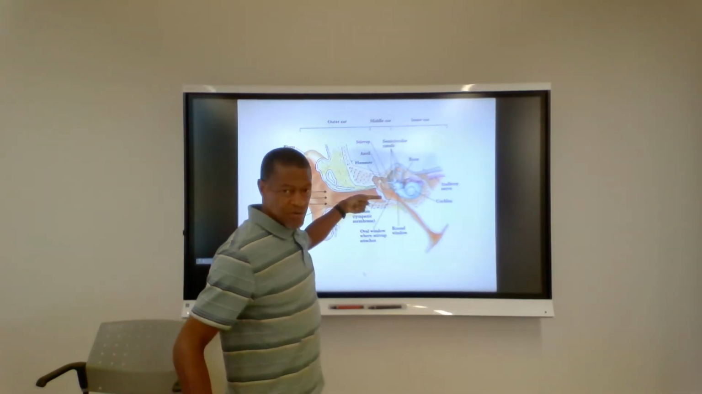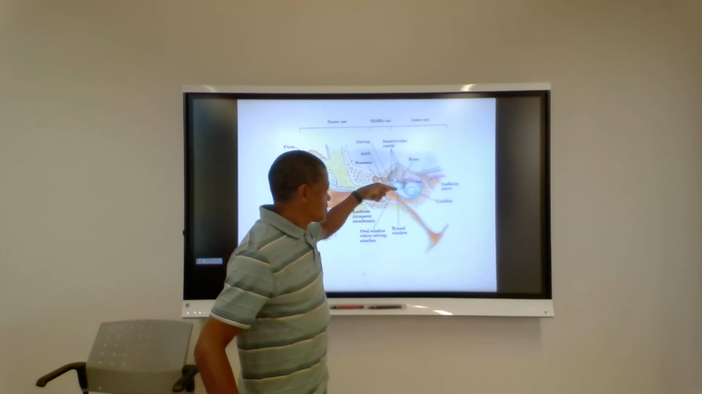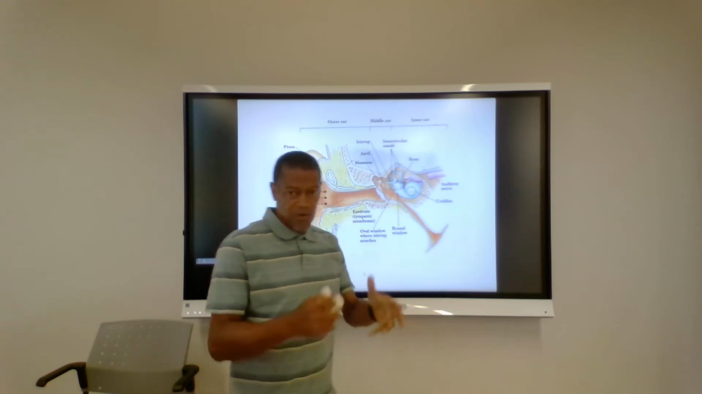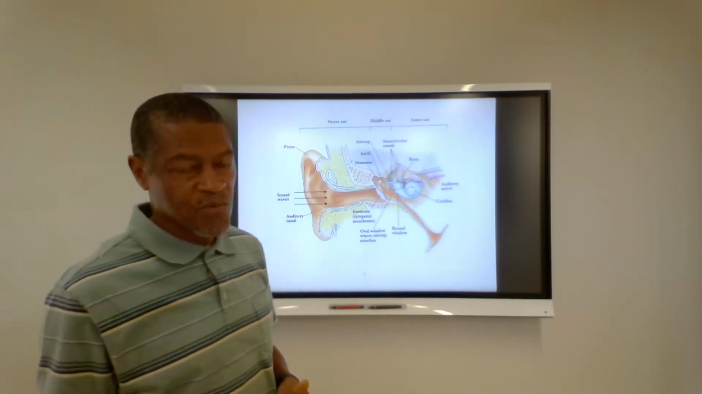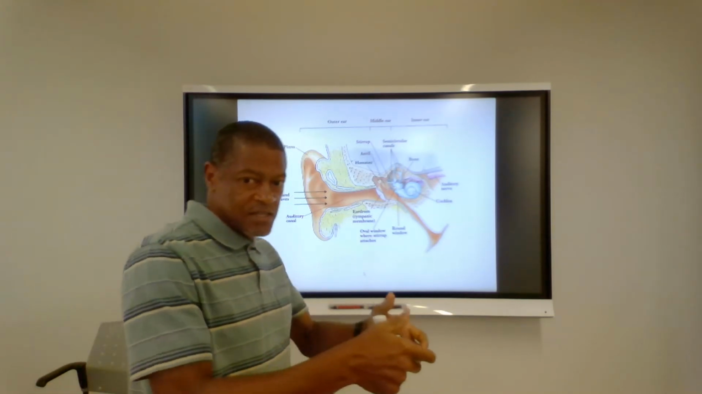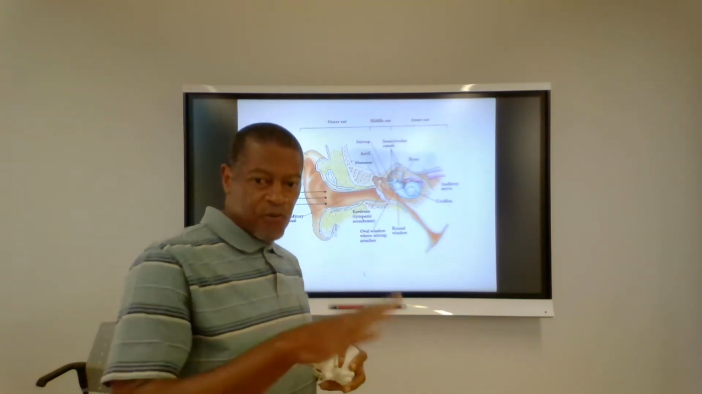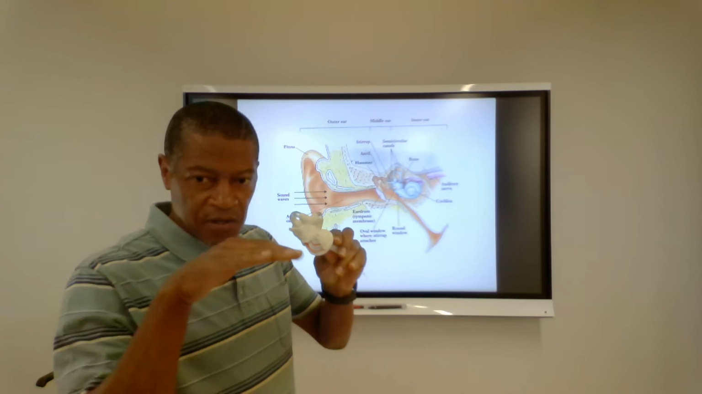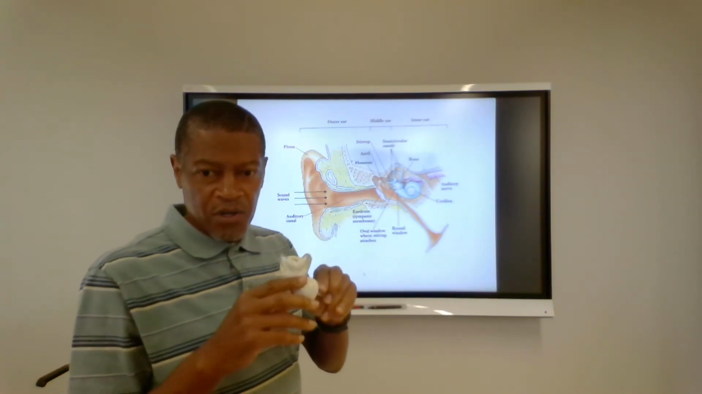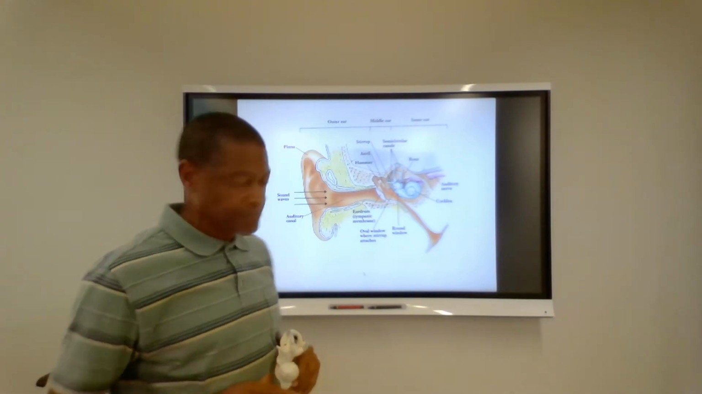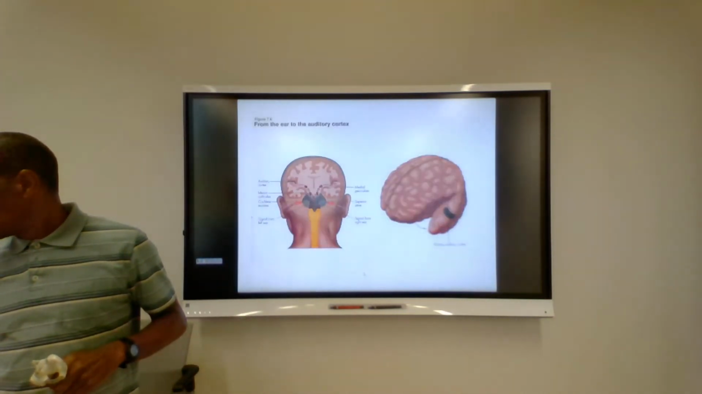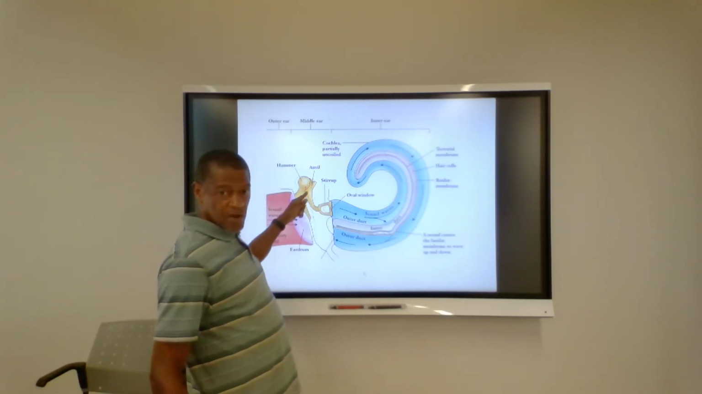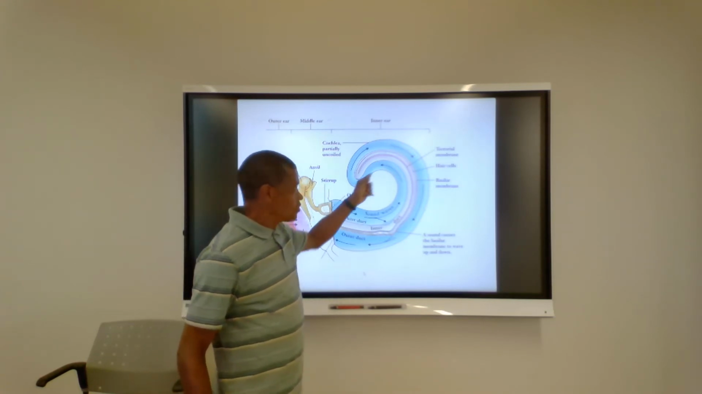Sound waves hit the drum. Drum moves, makes the bones move, talks to the oval window. The oval window is like if you open up a door in a house or somewhere, that oval window is like a door. Inside, the fluid then moves. Now on the inside of that cochlea, it's called the basilar membrane. So outside ear, drum, bones, all that blue means fluid.